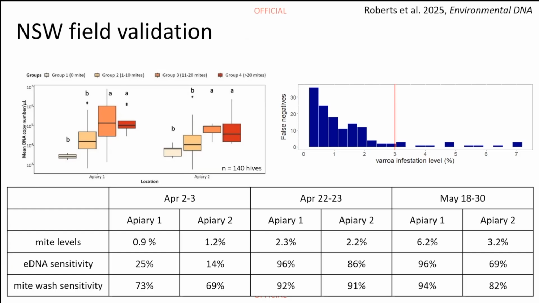What was nice to see with this experiment is that our results were fairly similar to the New Zealand experiment, where we were seeing an increase in the eDNA amplification when there was an increase in mite numbers, but the eDNA sensitivity was a bit mixed. Overall, it was generally comparable to the alcohol wash, but what we can see in that first time point is that the eDNA sensitivity was really quite low. And so at this point, our mite levels were around 1%, so pretty low. But by the time we got to our second and third time point, the eDNA sensitivity was looking quite good. And so our mite levels were above 2% at that stage.